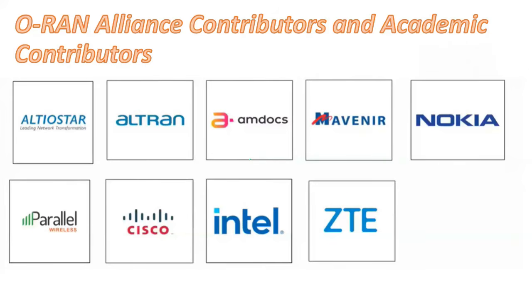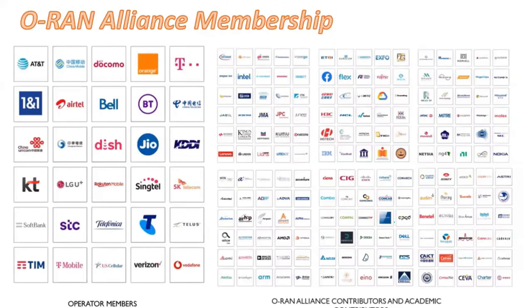So these are the various contributors and academic contributors for Open RAN. If you want to move to Open RAN, you can apply in any of these companies. Altiostar doesn't have many openings, but here and there they have some. So be open, go to their website, check what kind of job description they have, and try to learn the things they want. The main companies are Altiostar, Altran, Mavenir, Nokia, Parallel Wireless, Cisco, Intel, and ZTE. And there are various membership companies like these.